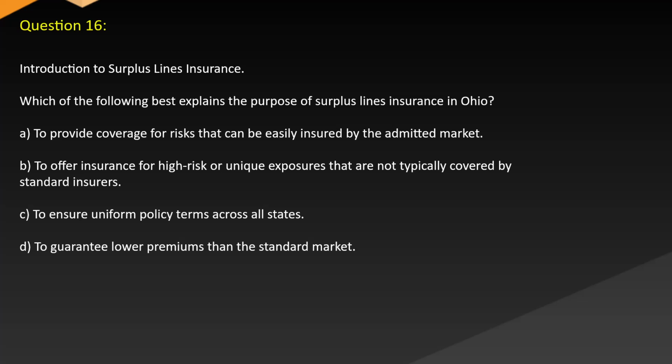A. To provide coverage for risks that can be easily insured by the admitted market. B. To offer insurance for high risk or unique exposures that are not typically covered by standard insurers. C. To ensure uniform policy terms across all states. D. To guarantee lower premiums than the standard market.